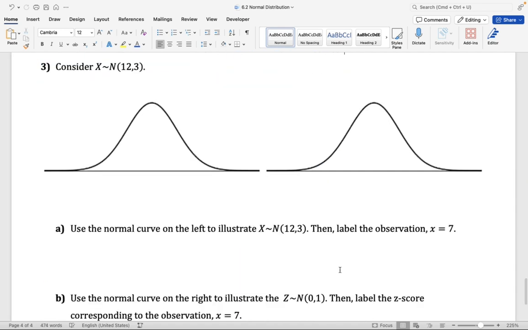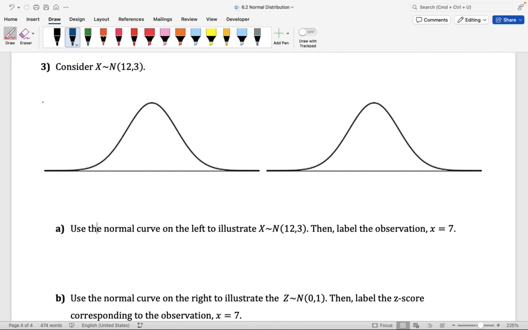We're going to consider a random variable that follows a normal distribution with the mean equal to 12 and a standard deviation equal to 3. Here in part A, we're being asked to use the curve on the left to illustrate the random variable x that follows a normal distribution, again, with the mean equal to 12 and a standard deviation equal to 3. Once we do that, we're going to label the observation x equal to 7. So again, here we're using the curve on the left. Let me write x follows a normal distribution with the mean equal to 12 and a standard deviation equal to 3. We're going to use the mean and standard deviation to label this curve.